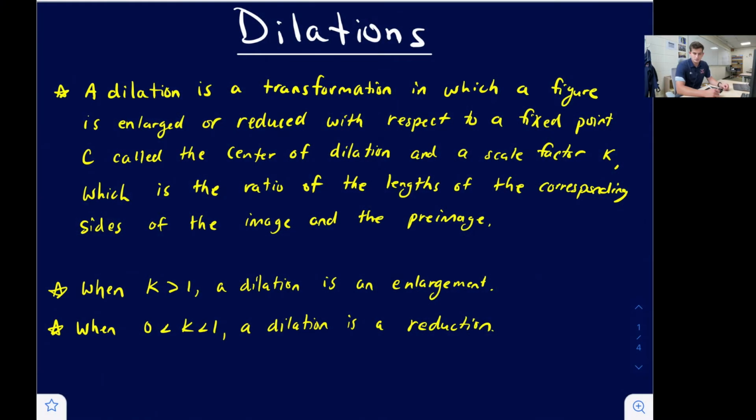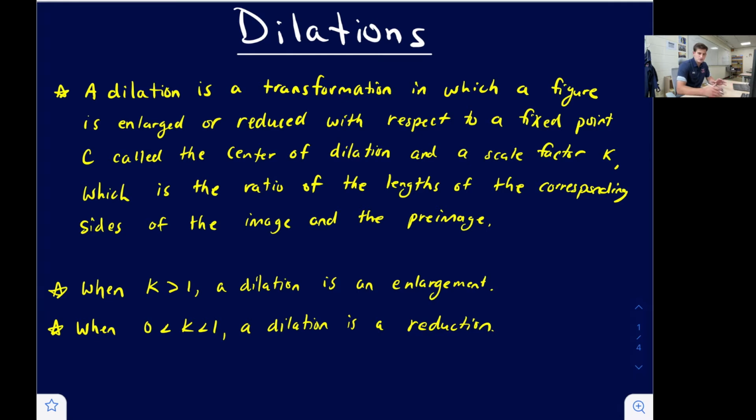Hello everyone, in this video we're going to talk about the transformation in geometry known as a dilation. So we've looked at rotation, reflection, and translation, and those three transformations are similar in the fact that they are considered congruence transformations. So when you do a translation, reflection, or rotation, the shape that you are transforming keeps the same size and the same shape, right? It stays congruent. While dilation is a little bit different, it's a similarity transformation.